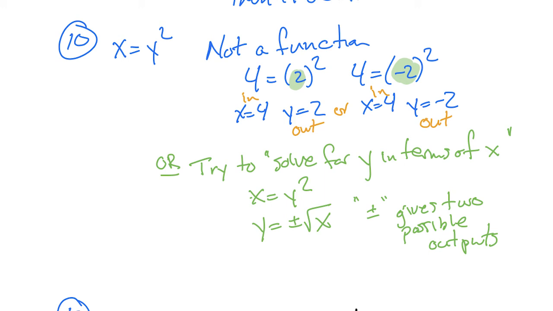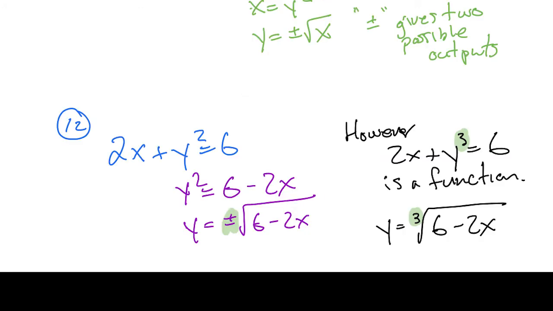Another way you might have seen this is the vertical line test. So think about how, if you try and draw a graph of a curve and it crosses a vertical line twice, why would that violate the idea of a function? Think about that. Here's number 12.